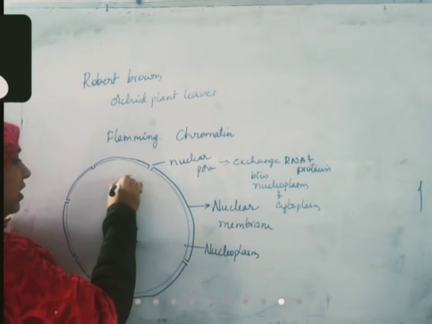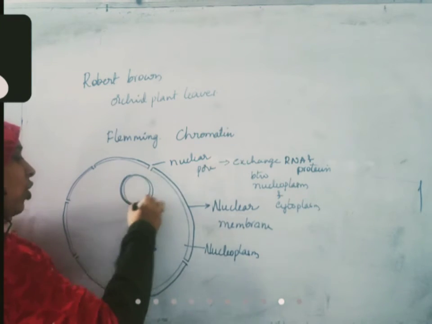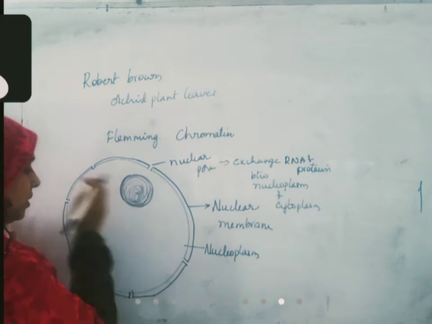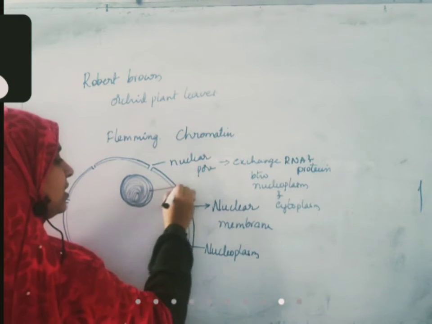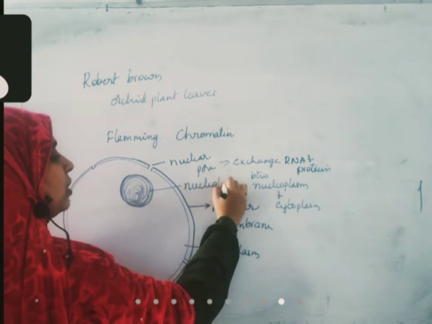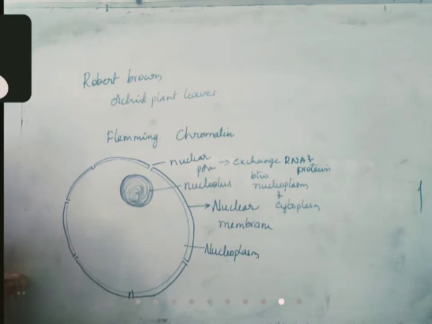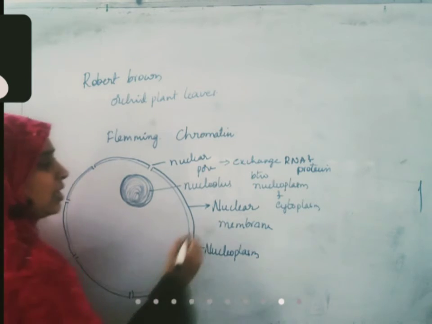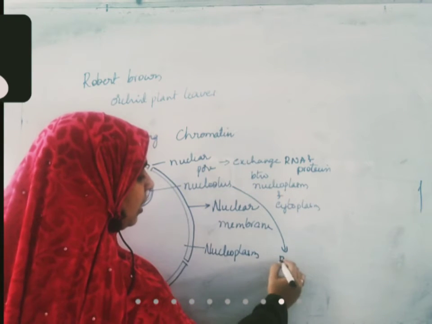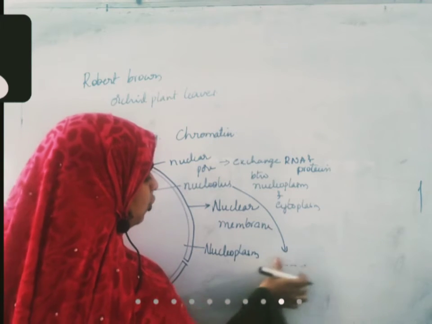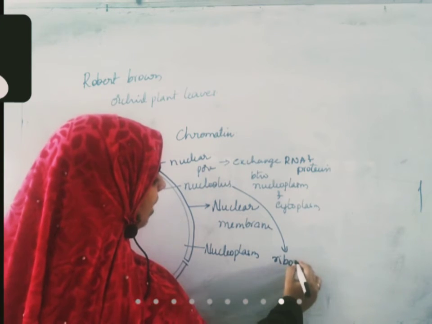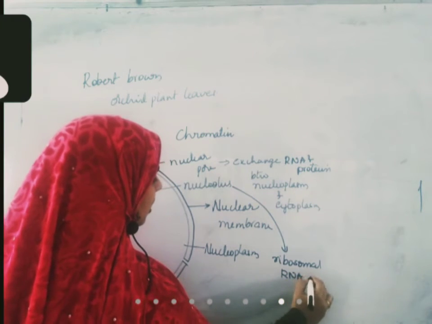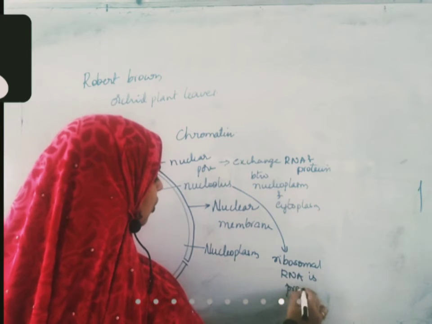And inside the nucleus, there are some circular bodies which are not having any envelope around them. There is no membrane around these. These circular bodies are called nucleolus. Nucleoli are structures which are present inside the nucleoplasm. What is the function of the nucleolus? It produces RNA. Which RNA? Ribosomal RNA. Ribosomes have some RNA material in them. That ribosomal RNA is produced by the nucleolus.